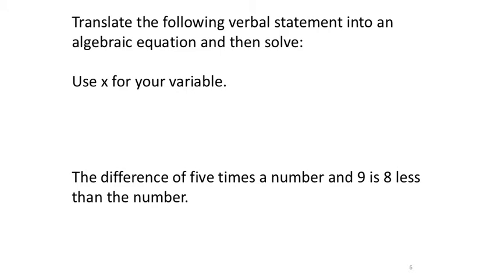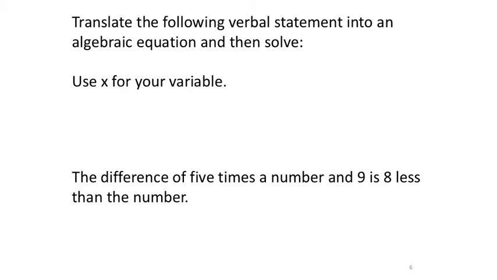Now, it does say to use x for the variable. Usually with variables, it means that you can choose what letter you want to use. Some people, my name starts with J, so I like to use J's. I don't know. We're just going to use x because they told us to. All right, now let's read this. And again, if you need to read it several times, do it. But it says the difference of 5 times a number and 9 is 8 less than the number.